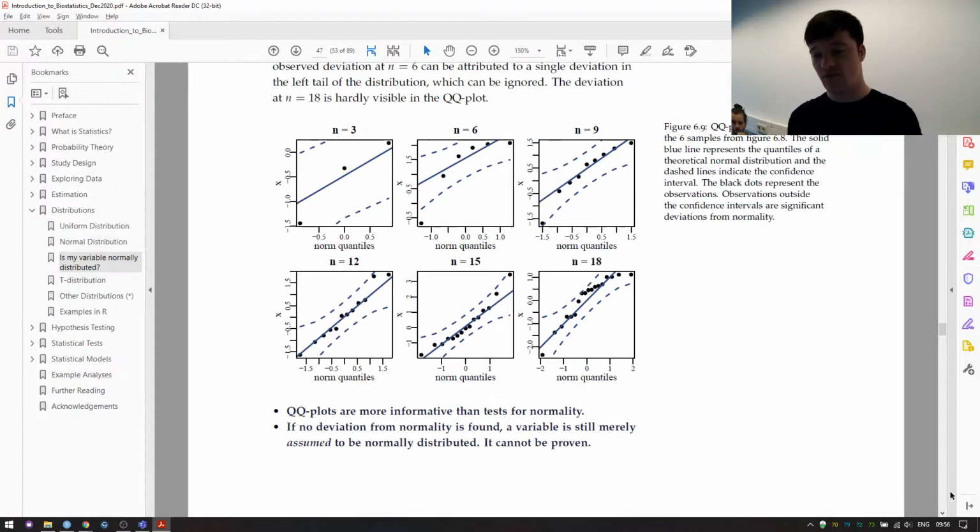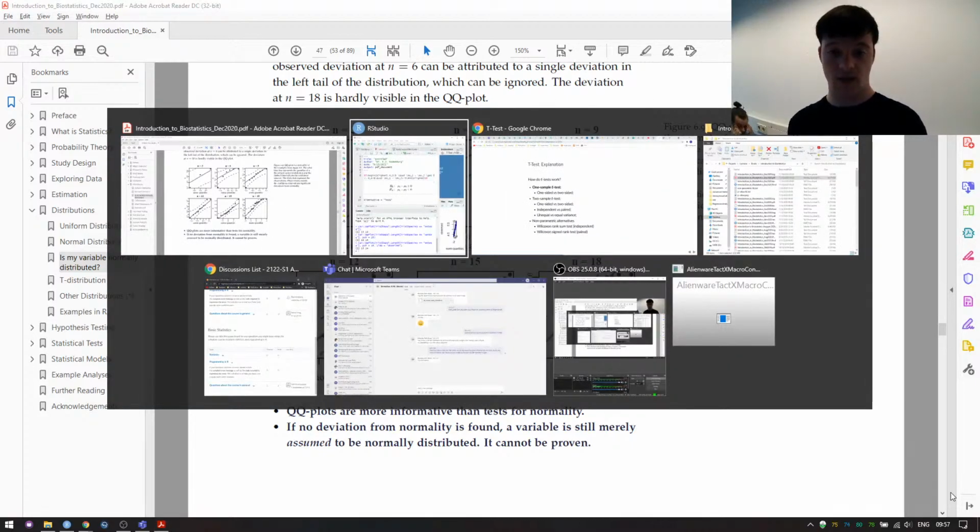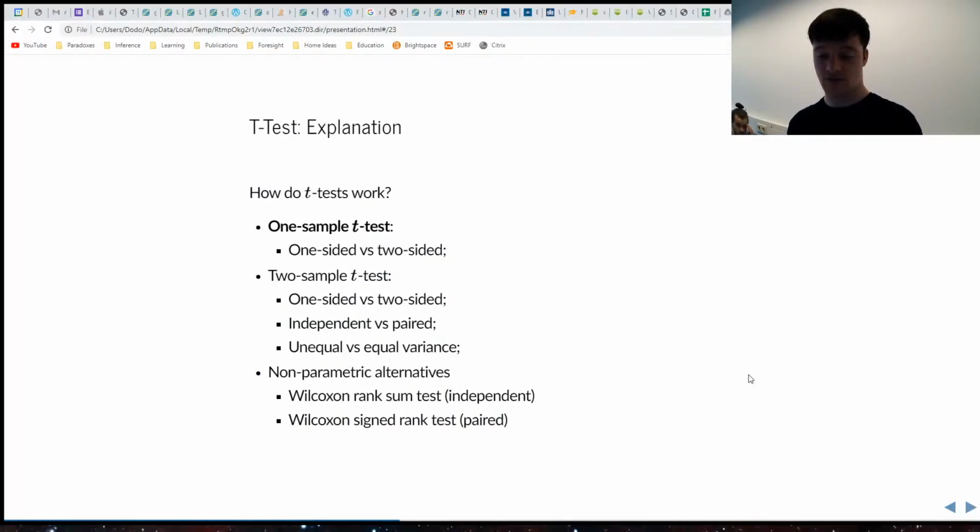You should really think about whether it makes sense from a theoretical point of view, but I will come back to that at the end of this second lecture, how you can substantiate from a theoretical point of view whether your data should or should not be approximately normal. Okay, any other questions?